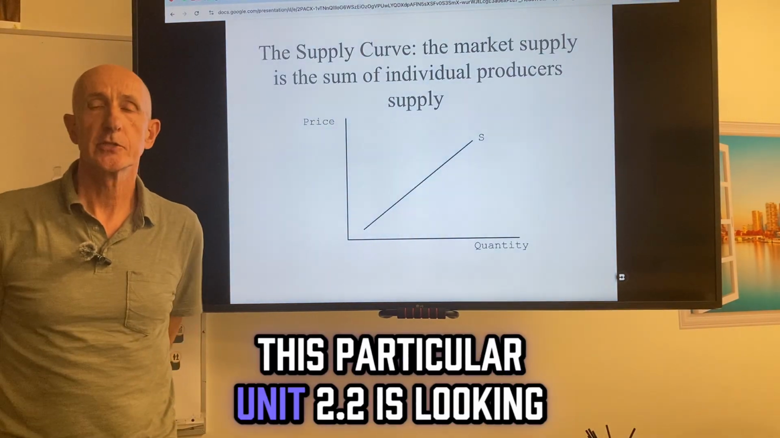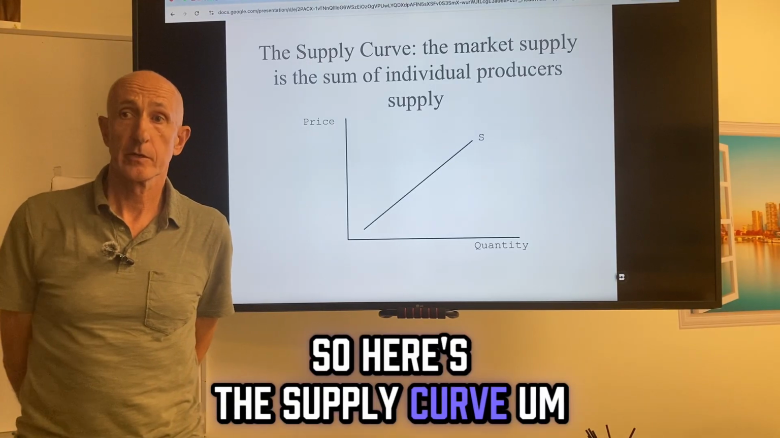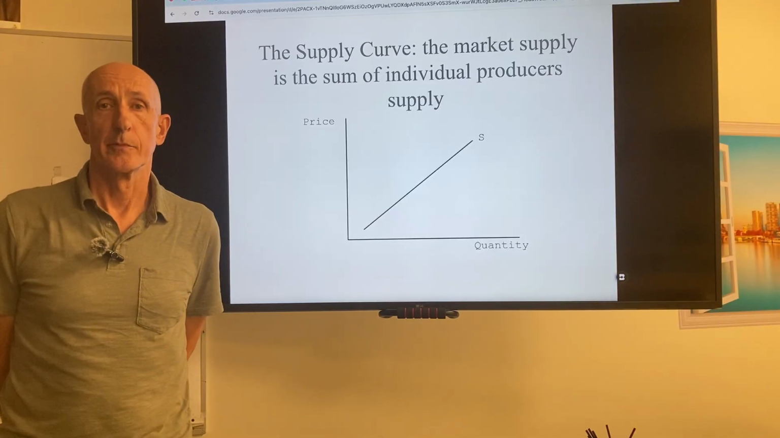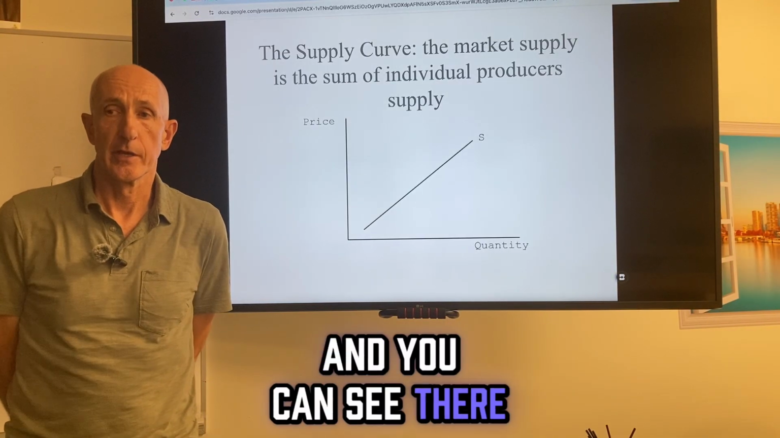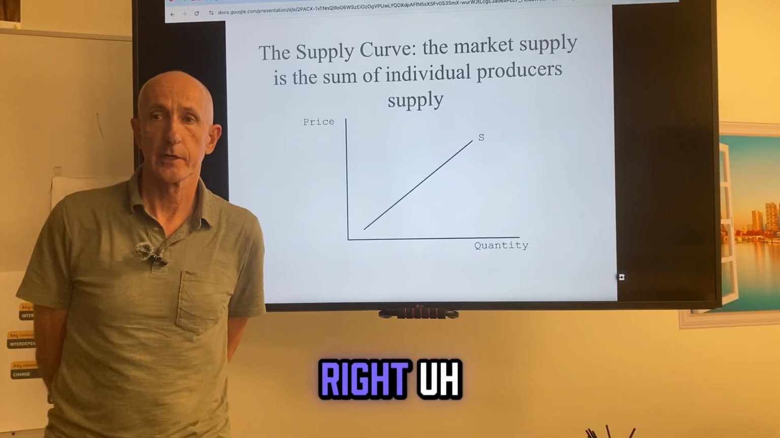This particular unit, 2.2, is looking at supply. So here's a supply curve. The market supply is the sum of all of the individual producers' supply. And you can see there on the diagram that the supply curve slopes up from left to right.